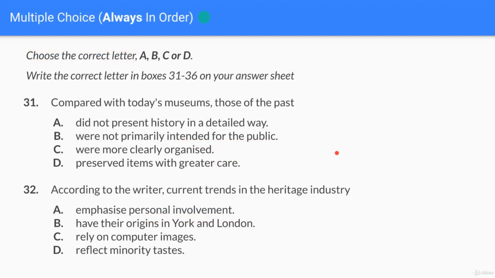Now, the next question that is also in order is the multiple choice question. So in a multiple choice question, you have different options, different answer choices, A, B, C, and D, and all you have to do is simply pick the correct answer. So the way you identify that is by simply looking at what the question is asking you for, which is to choose the correct letter.